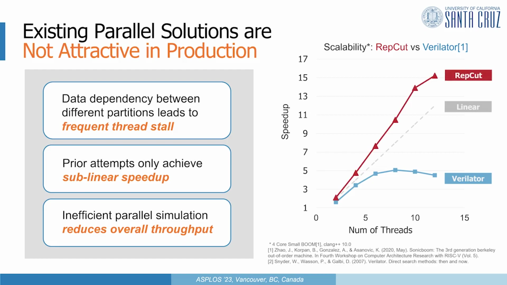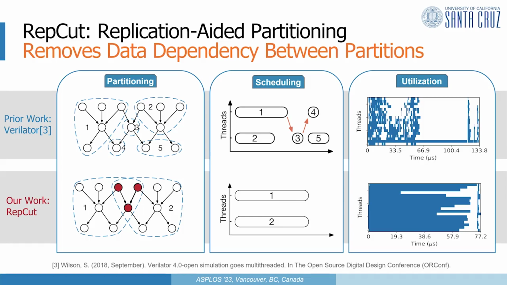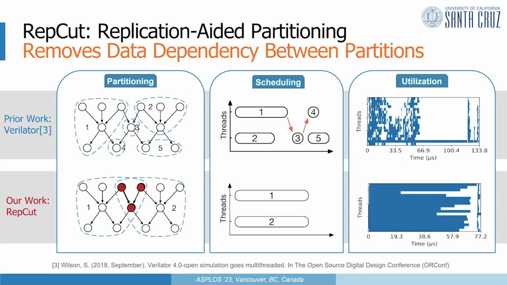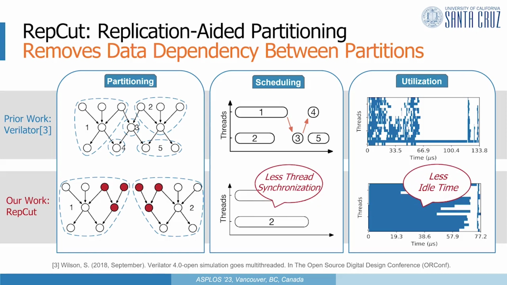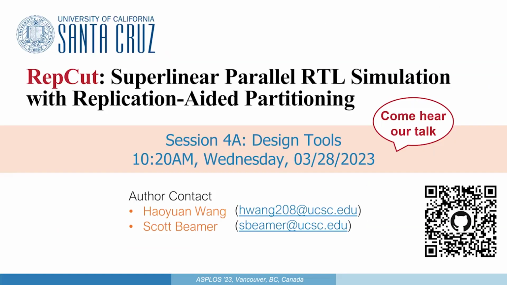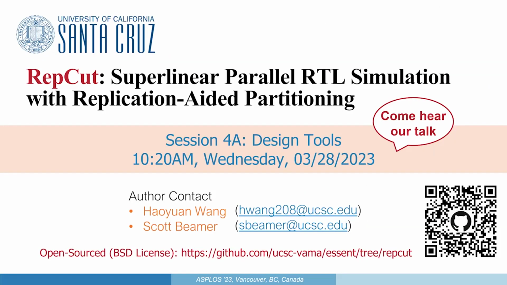In this work, we propose RepCut that achieves superlinear parallel speedup. Unlike previous work that partition circuit in a way that retains data dependency and ultimately lead to thread stall, RepCut partition circuit with small overlaps, greatly reducing inter-thread synchronization at the cost of extra computation. Profile information suggests RepCut considerably reduces processor idle time. RepCut easily scales on commodity servers with superlinear speedup. Come hear our talk at session 4A for more details.